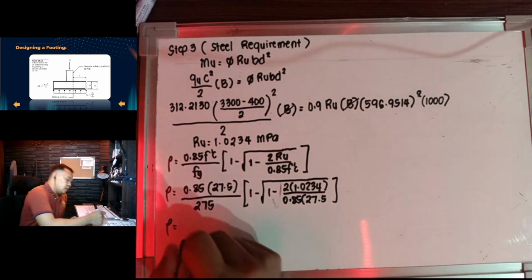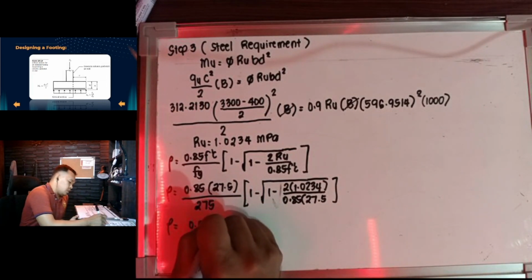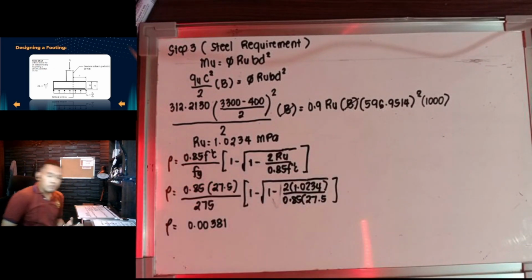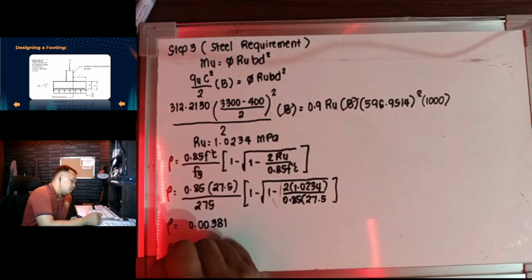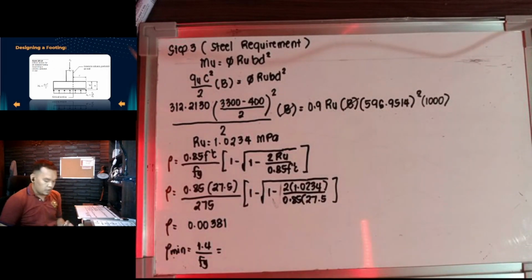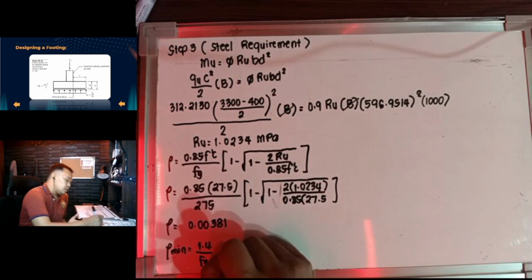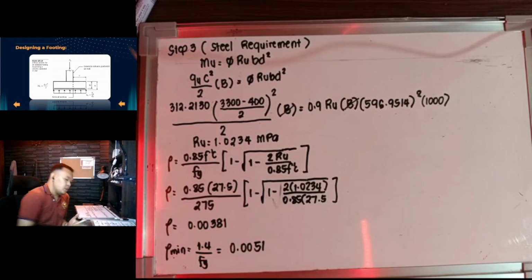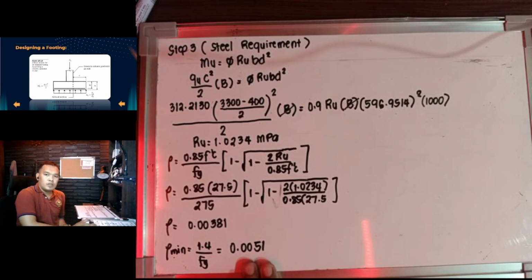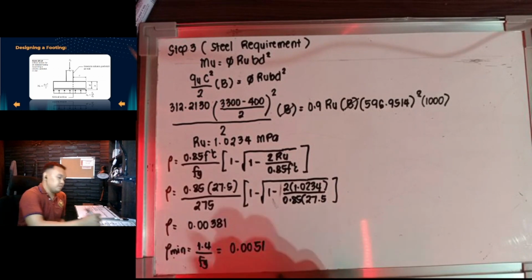So we have here rho of 0.00381. Then check for rho min, which is equivalent to 1.4 over Fy, which is 1.4 divided by 275, equal to 0.0051. So our rho minimum is larger than the computed rho. So we will be using this minimum value, because this is the minimum. Use rho min.